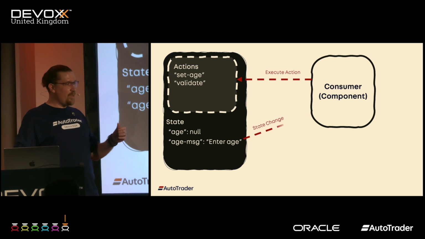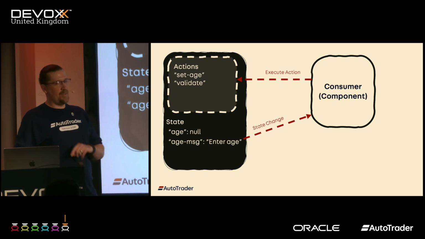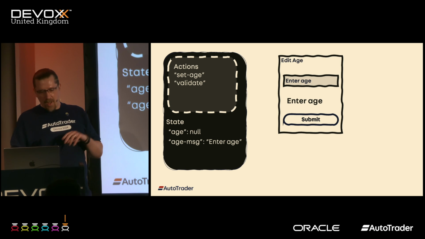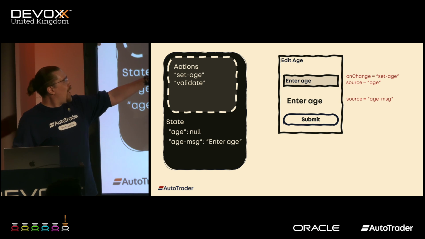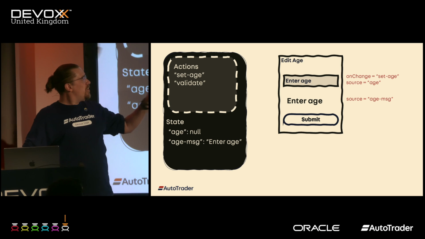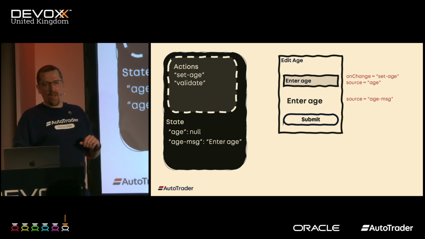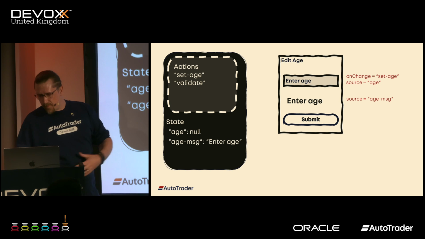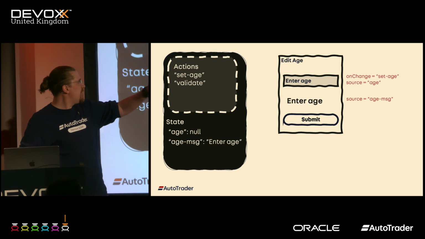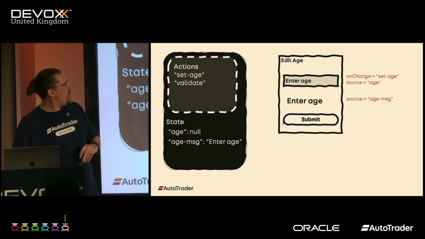Quickly go through that again. Execute actions, state change. So if we get a screen like this with a little edit age page, we could have the enter age field set to set age when it changes, and it could observe the age field. So obviously, as you're entering text, you may want to pre-populate the text or modify it in some way. And then this enter age text message could observe that.